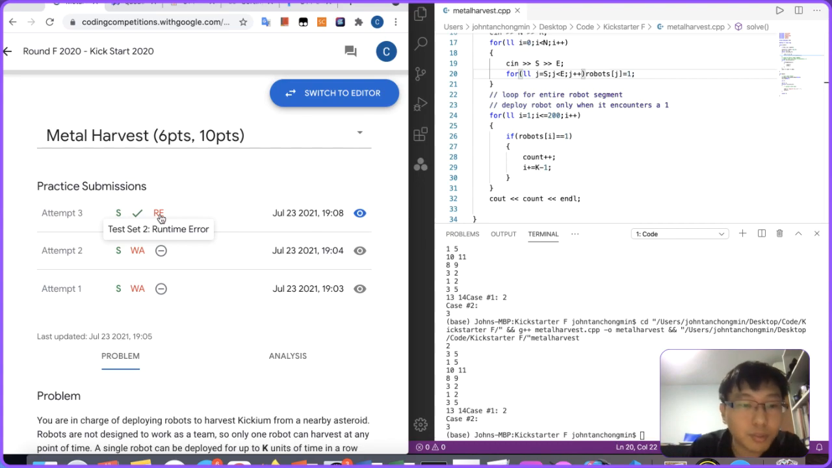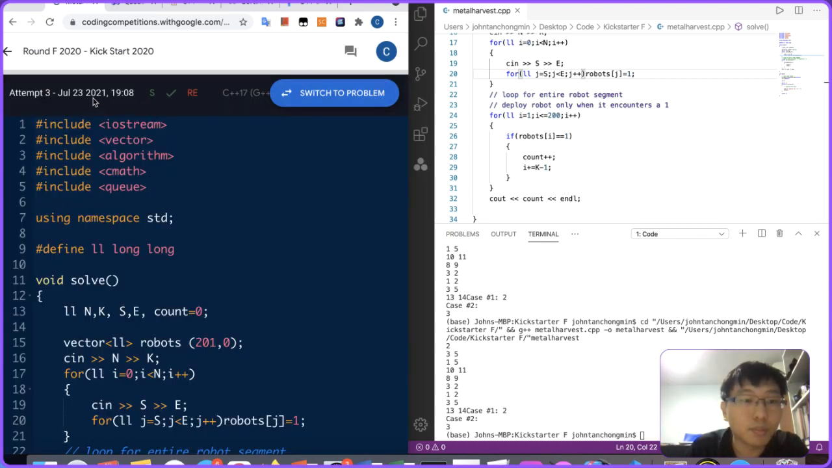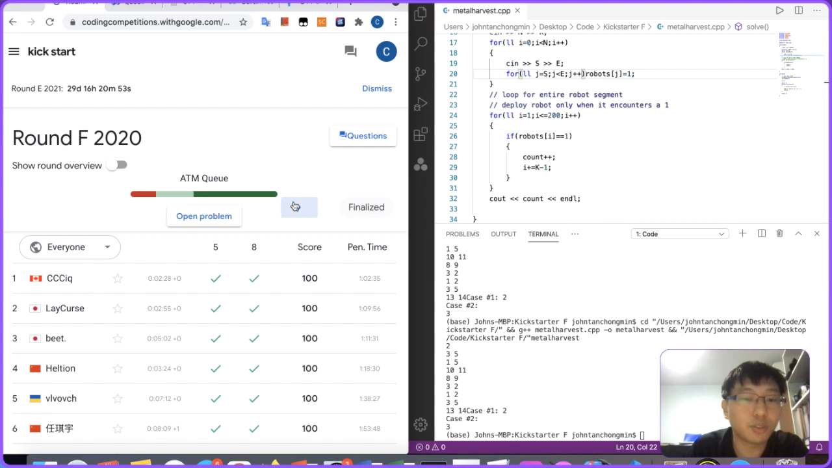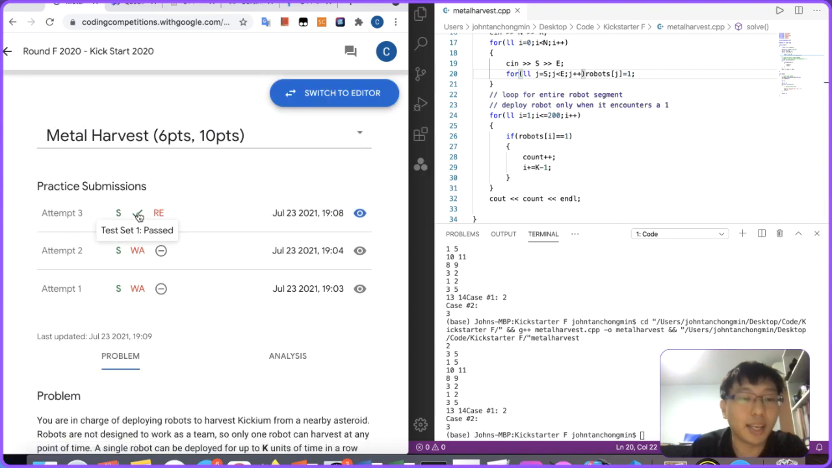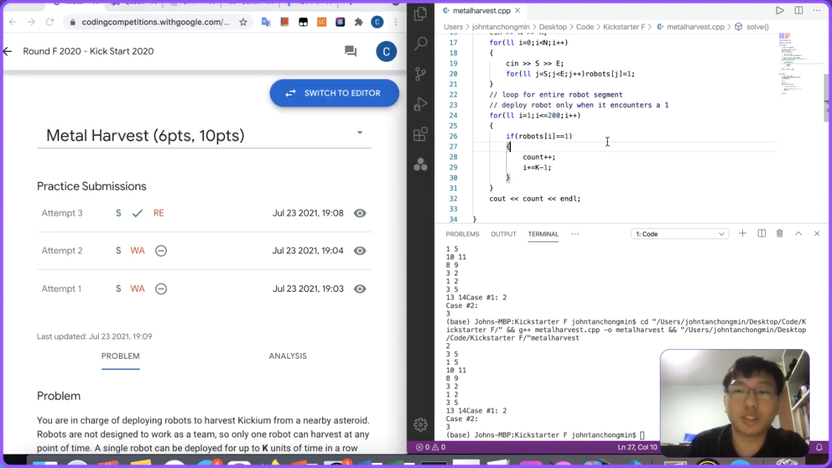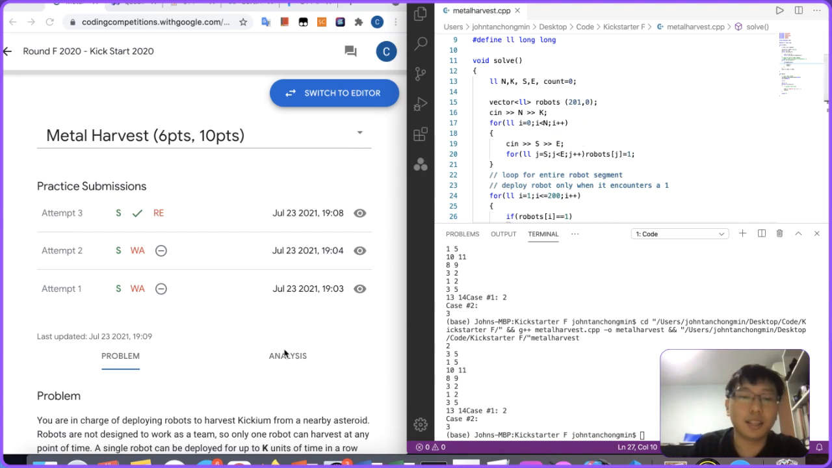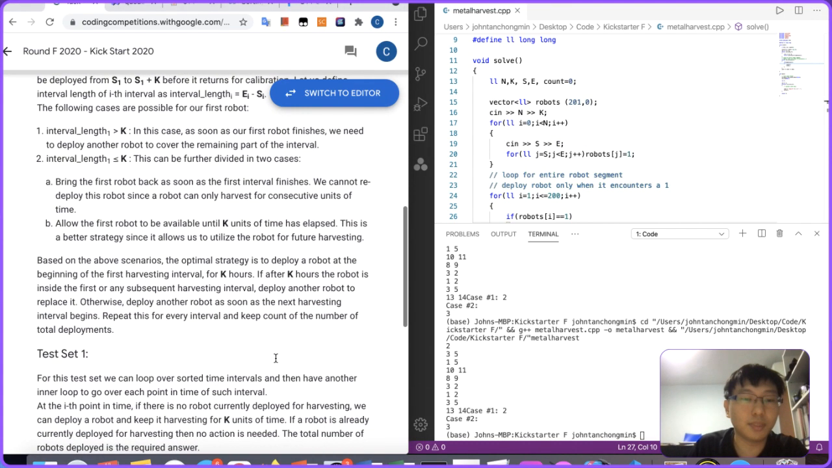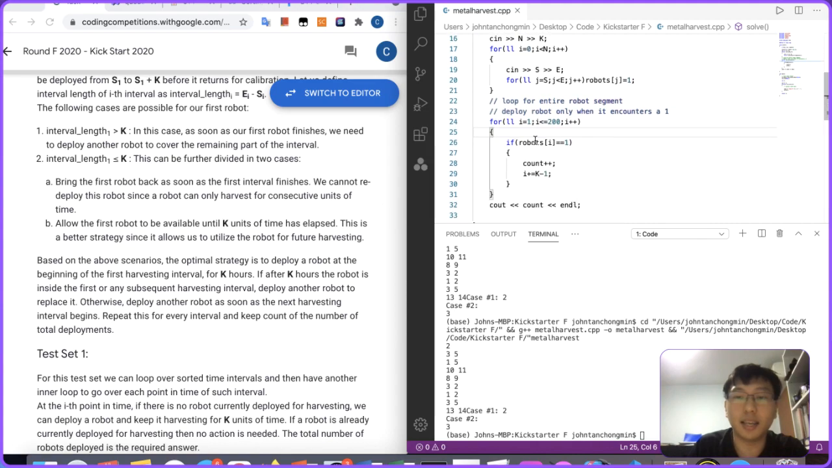Runtime error. Okay, so it means that I solved the first question, which is what I expected. Yeah, so this code solved the first question, and exactly as what was said here, I did the same thing. So the moment it encounters a time window it needs to harvest, and if there's no robot there, then we have to deploy a robot. Then we can add one to the robot count.